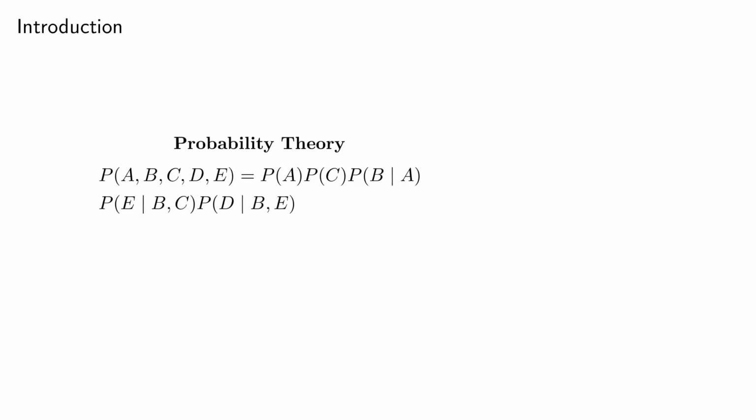On the left, the joint distribution over 5 variables is written as a product of smaller conditional distributions. The joint distribution is the complete probabilistic description of the system. In principle, it assigns a probability to every possible combination of values for A through E.